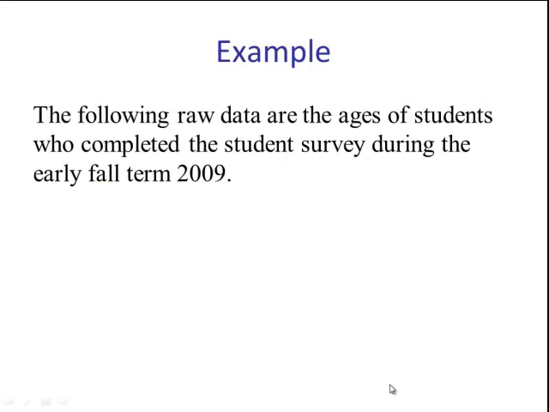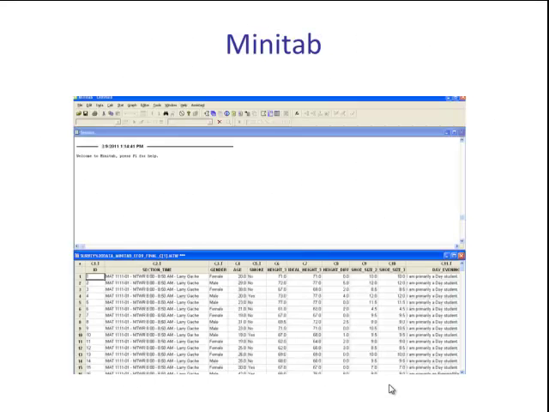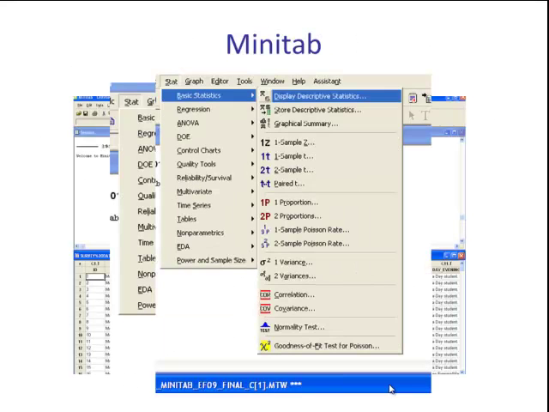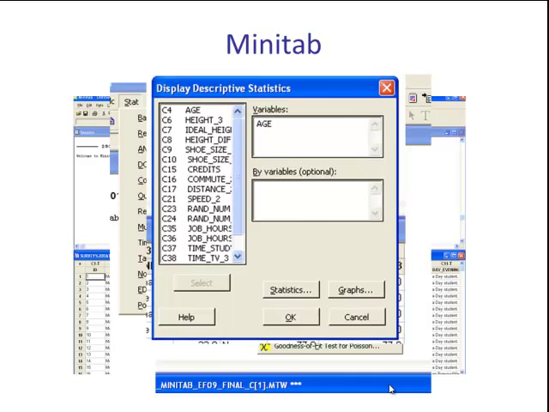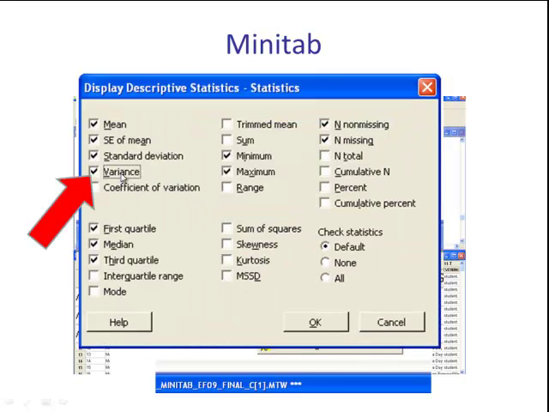Now, how do we use technology to compute the sample variance? Well, we'll start with Minitab, and then I'll show you in StatCrunch. The data that we're using is the student survey data from the early fall 2009. On Minitab, we first go to Stat, Basic Statistics, and then Display Descriptive Statistics. We want to select the variable, age, and then we want to select the Statistics button. We want to select Variance, and then hit OK.